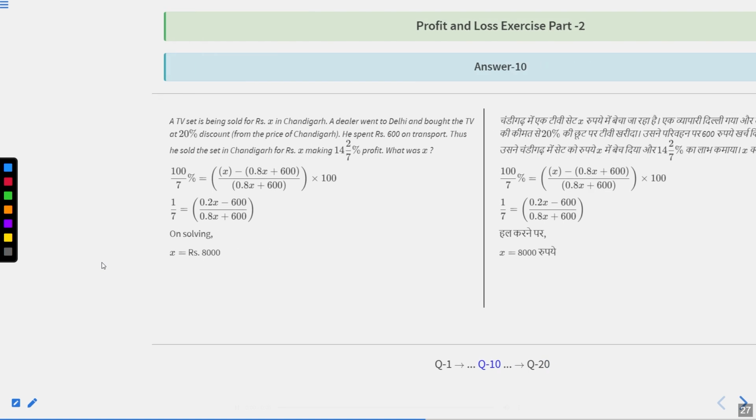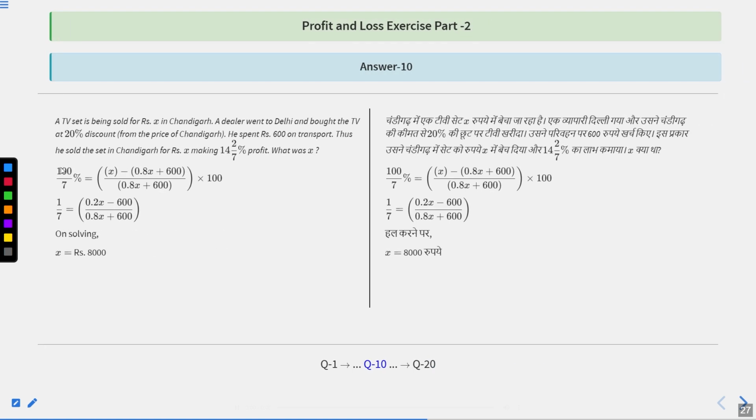Solution to be continued. So profit percent equals 100 upon 7 percent, which is equal to (SP minus CP) upon CP multiplied by 100. We know the formula. So SP is X, CP is 0.8x plus 600, so it is X minus (0.8x plus 600) upon (0.8x plus 600) multiplied by 100. When we solve it, we get the value of X, which is 8000. Clear? Next one.